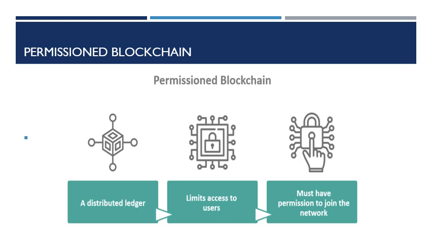When we look at the disadvantages of permissionless blockchain, it has poor energy efficiency due to the large network, its performance is very low, and it has less privacy as many of the things are visible.